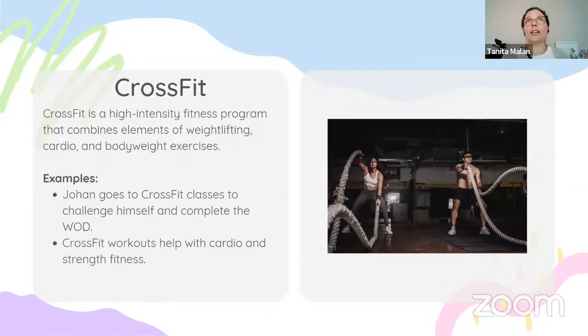The next one, which has gotten quite popular, I think at least in the last decade or so, so a decade is 10 years, is CrossFit. Okay, so CrossFit is a high-intensity fitness program that combines elements of weightlifting, cardio, and body weight exercises. So basically, you take cardio and strength training, you put them together in different types of exercises, and you get what is called CrossFit. Okay, so that's kind of in the name.